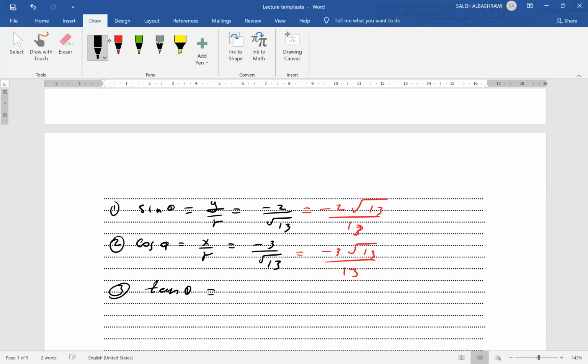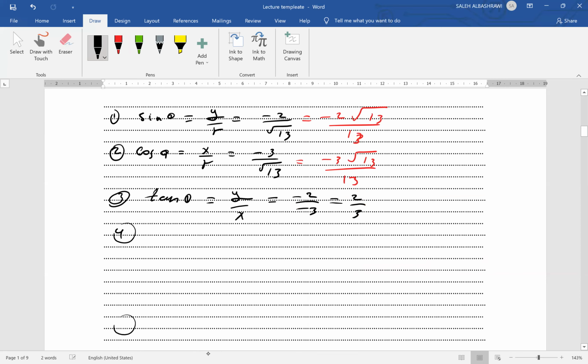Tangent of theta equal to y over x, which is minus 2 over minus 3. That will be 2 over 3. Number 4, cotangent, which is equal to x over y. That will be the reciprocal of the tangent, which is equal to 3 over 2.